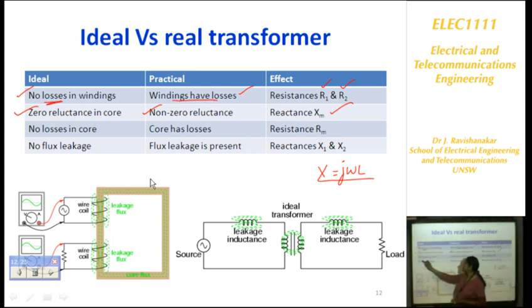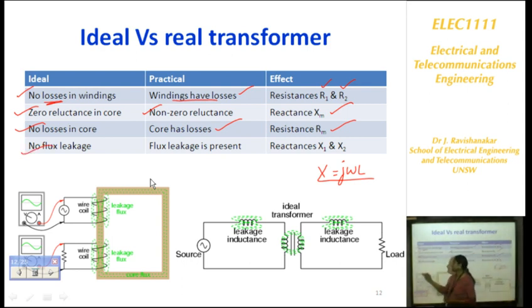Then the next point is, under ideal conditions, we have taken that there are no losses in the core. In practical situations, the core will have losses, and once again the losses are associated with resistance. So we include a resistance Rm for the core.